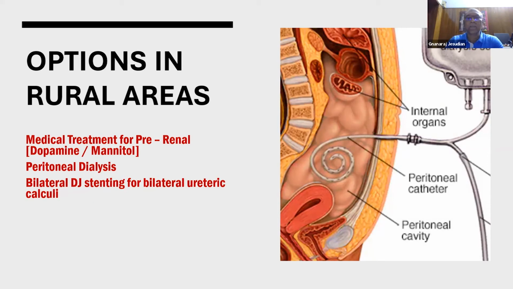and then take it out. And if it is post-renal, of course, you need to learn how to do DJ stenting, and that will help. Sometimes these stones may not be very easily seen. So if there is a total anuria, or if you suspect the cause is post-renal, it's safer to do a DJ stenting anyway.